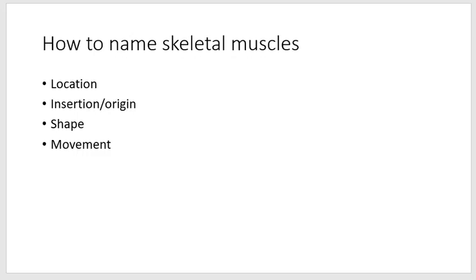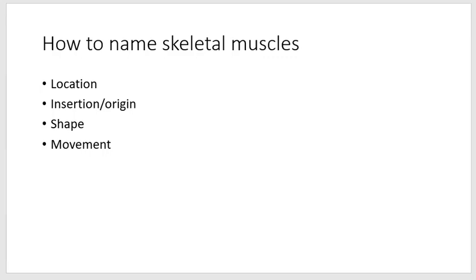So when we go to name skeletal muscles, there's a couple ways you can name it. You can name the muscles based on the location, so where you find it. You can name those skeletal muscles on the insertions and the origins. The insertion is going to be the bone that moves when you contract that muscle.